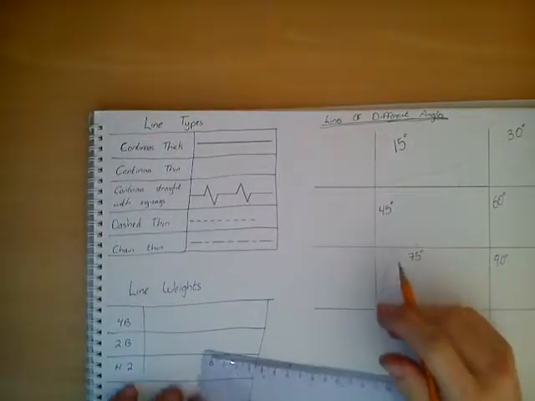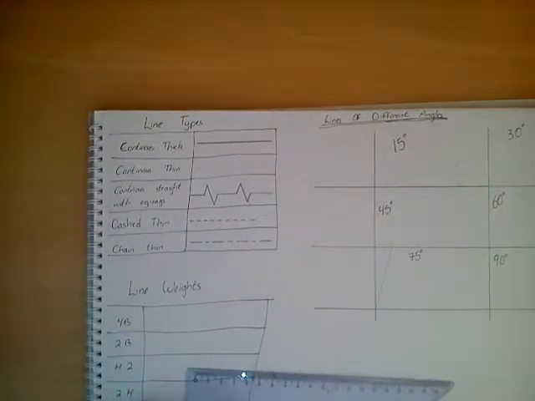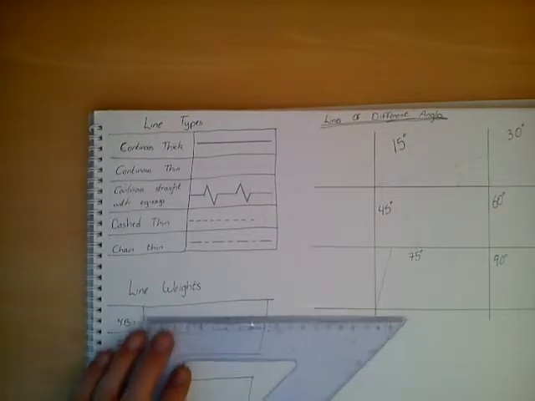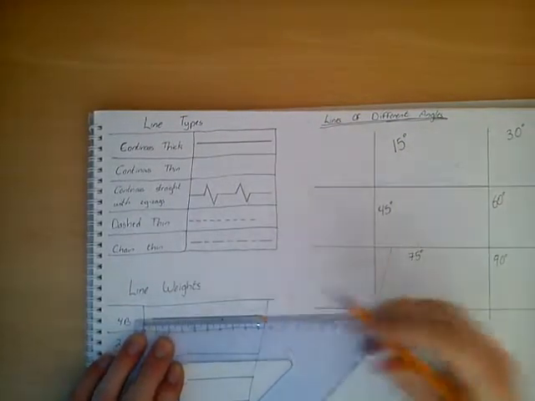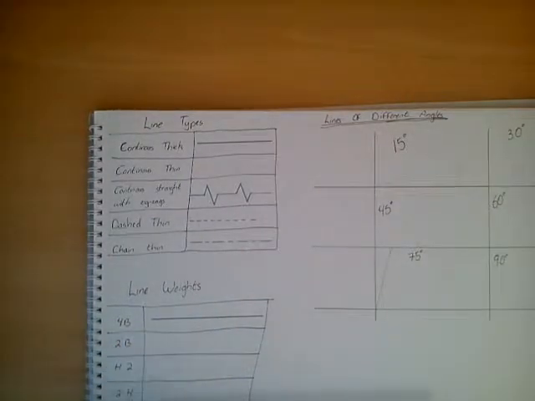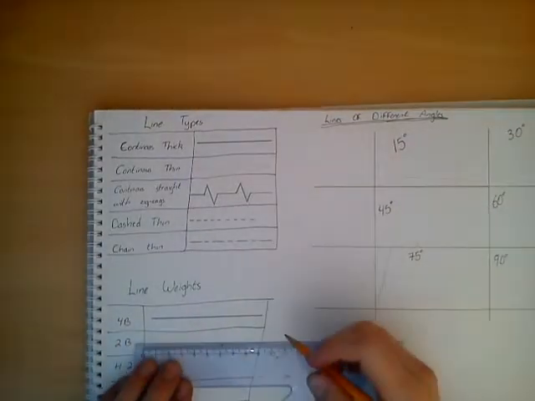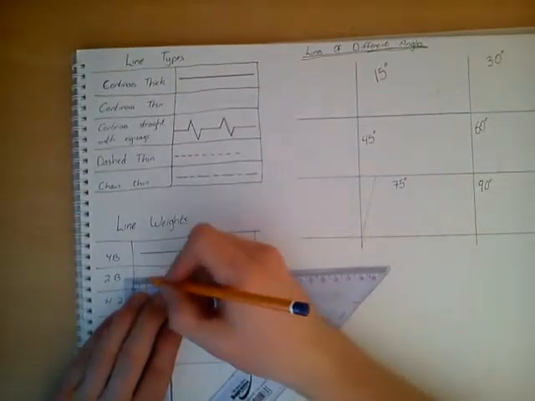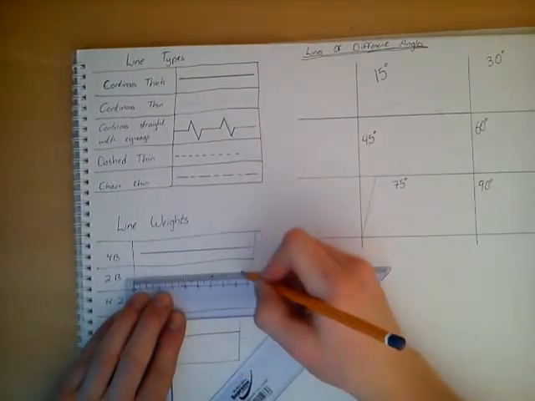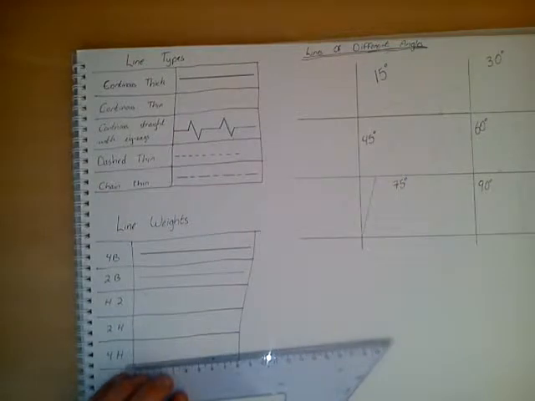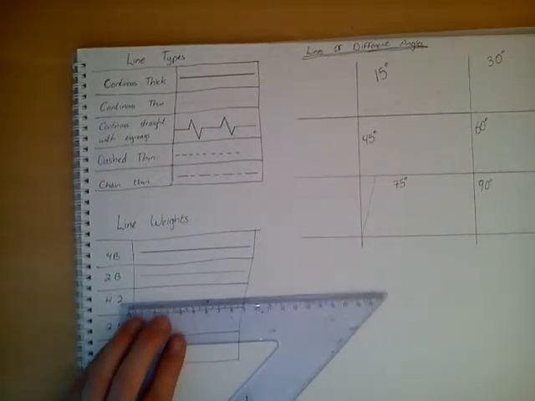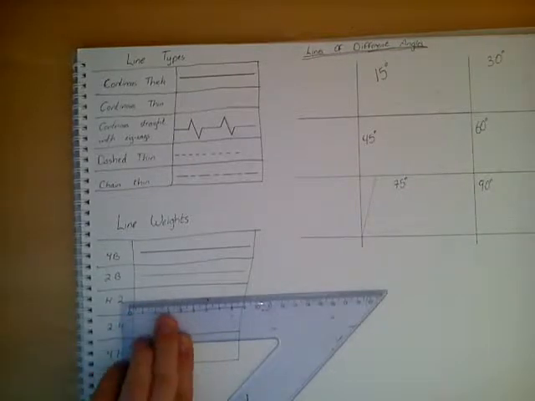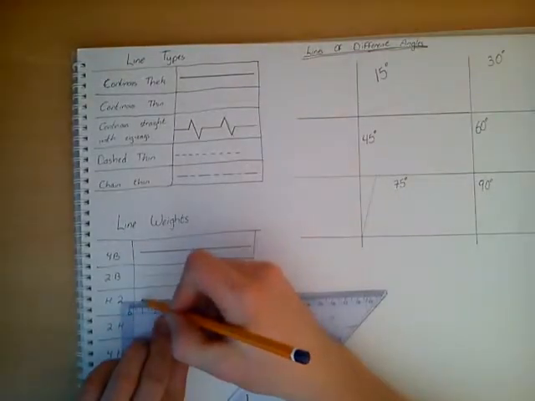So after line types we have line weights. So the first line weight we have here is 4B, which is some of the heaviest you can get. Then 2B is slightly lighter than 4B again. Then after 2B we have HB. So HB is in between H pencils and B pencils.